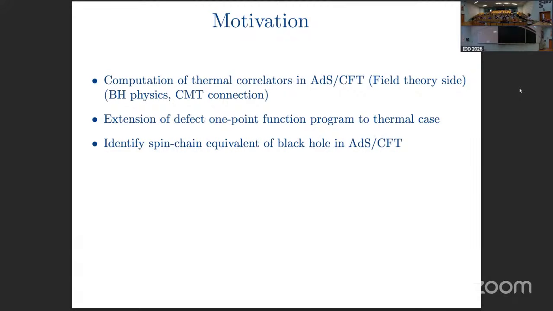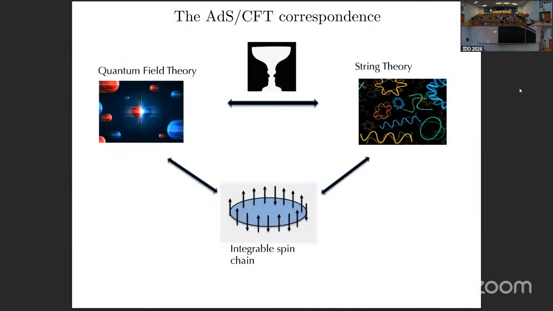Our program for computing one-point functions in defect setups builds on the spin chain description of N=4 super Yang-Mills theory. So to apply this to a thermal field theory would require that we can identify what is the spin chain equivalent of a black hole. We want to find a state which has properties of a black hole in a spin chain, and that's an interesting problem by itself.